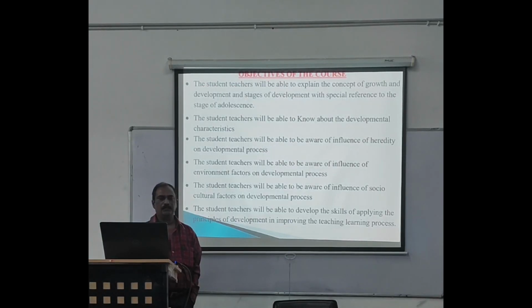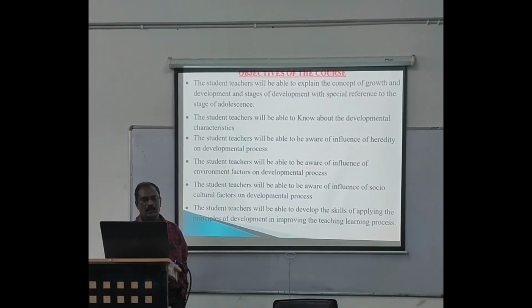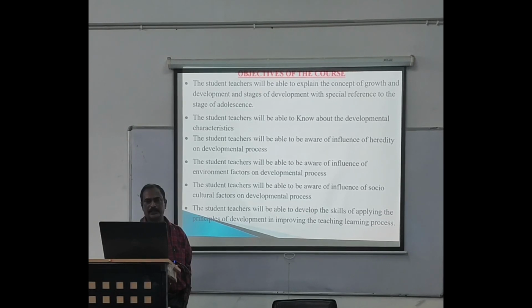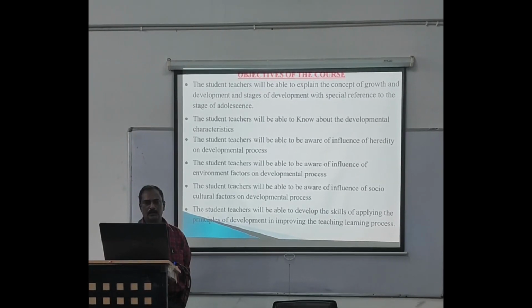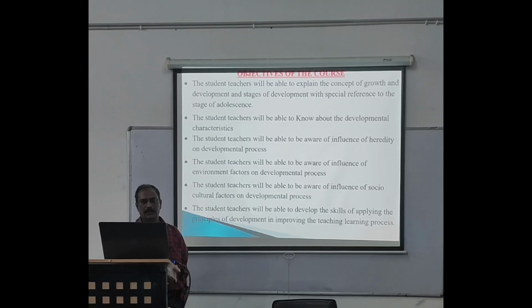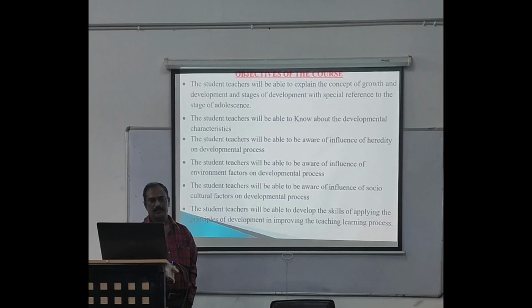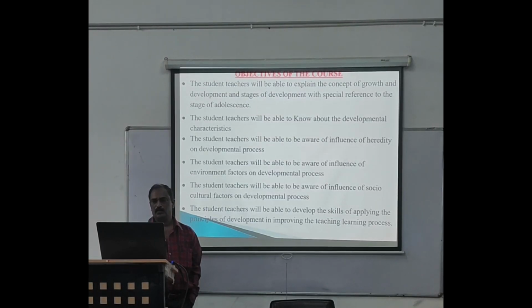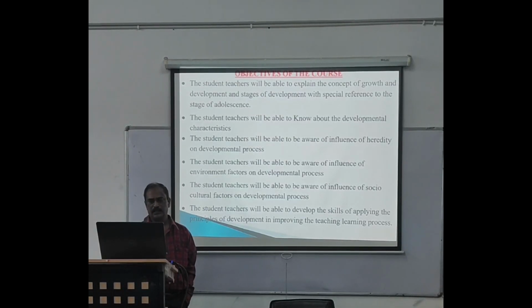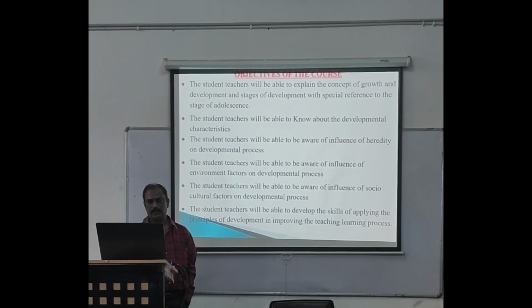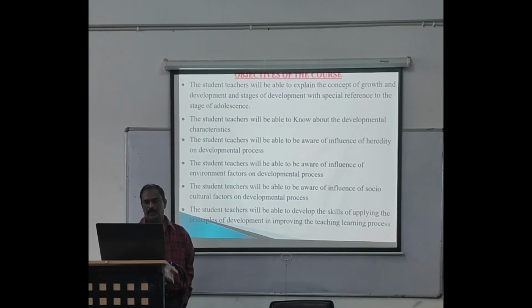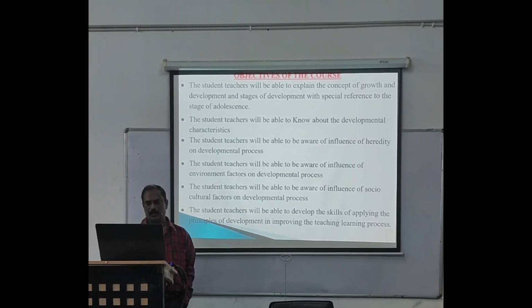When we come to the objectives of the course, the student teacher will be able to explain the concept of growth and development and stages of development with special reference to the stages of adolescence. The second objective is to know about the developmental characteristics. Third, to be aware of the influence of heredity on the developmental process. Fourth, to be aware of the influence of environmental factors on the developmental process.